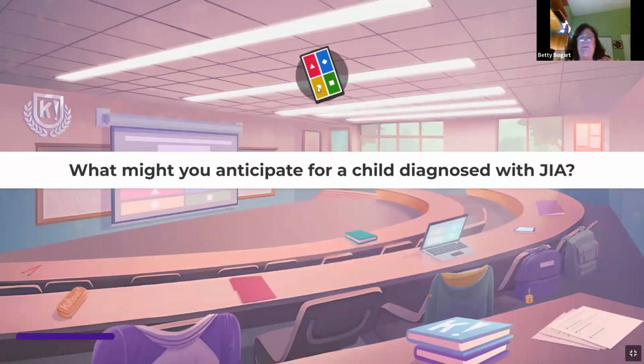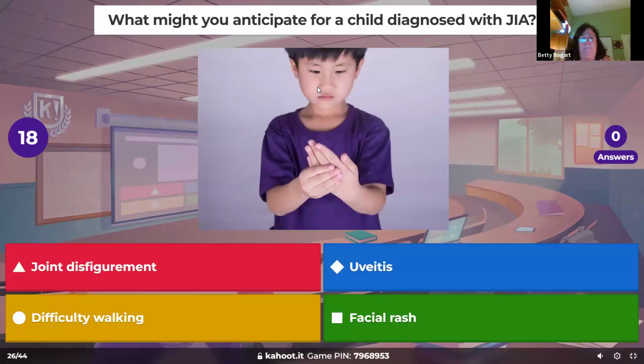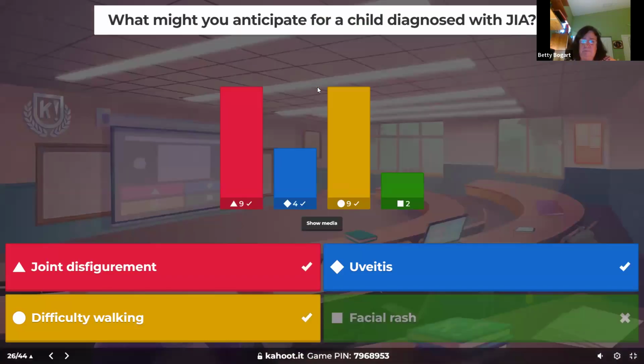Multi. What might you anticipate for a child diagnosed with JIA? So joint disfigurement, difficulty walking, stiffness, especially when you're sitting for a long time or in the morning, and then uveitis. That's where the eye gets reddened and can cause blindness. Facial rash is lupus.